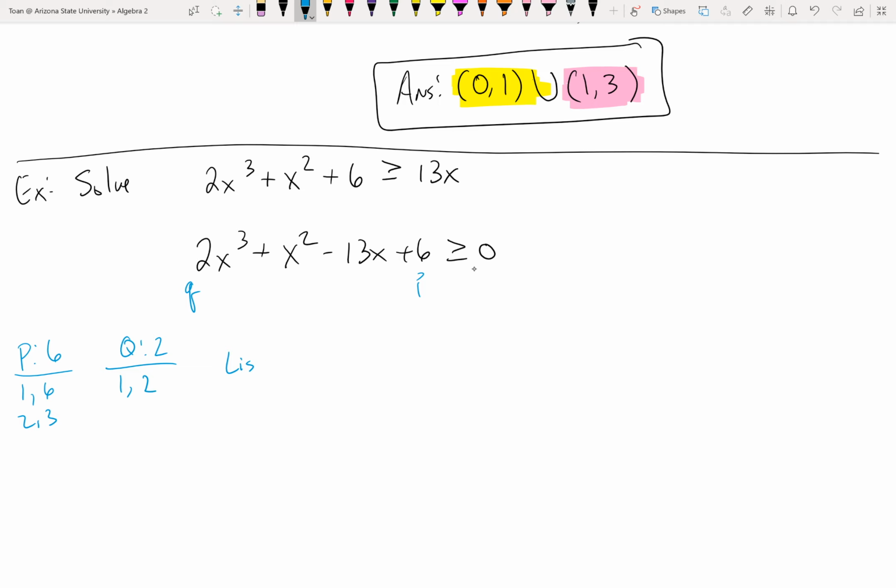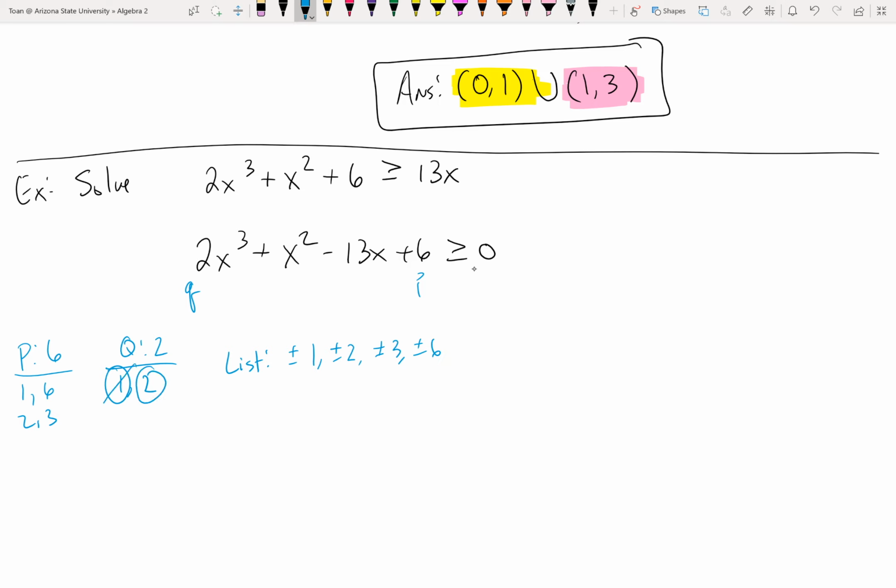So our list will be every single number P over Q I can make. So we have, let's divide everything by 1. So we have plus or minus 1, plus or minus 2, plus or minus 3, plus or minus 6. So I'm done with the 1.